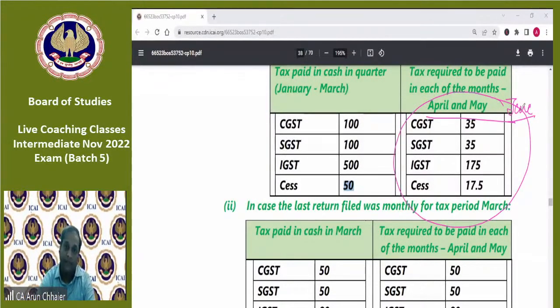If I am opting for the fixed sum method, I am not bound that I have to opt only for the fixed sum method. I can go for the self-assessment method. From the name, it is clear. Self-assessment means I myself will calculate the gross tax liability, less whatever the ITC, and the net amount I will pay in cash.